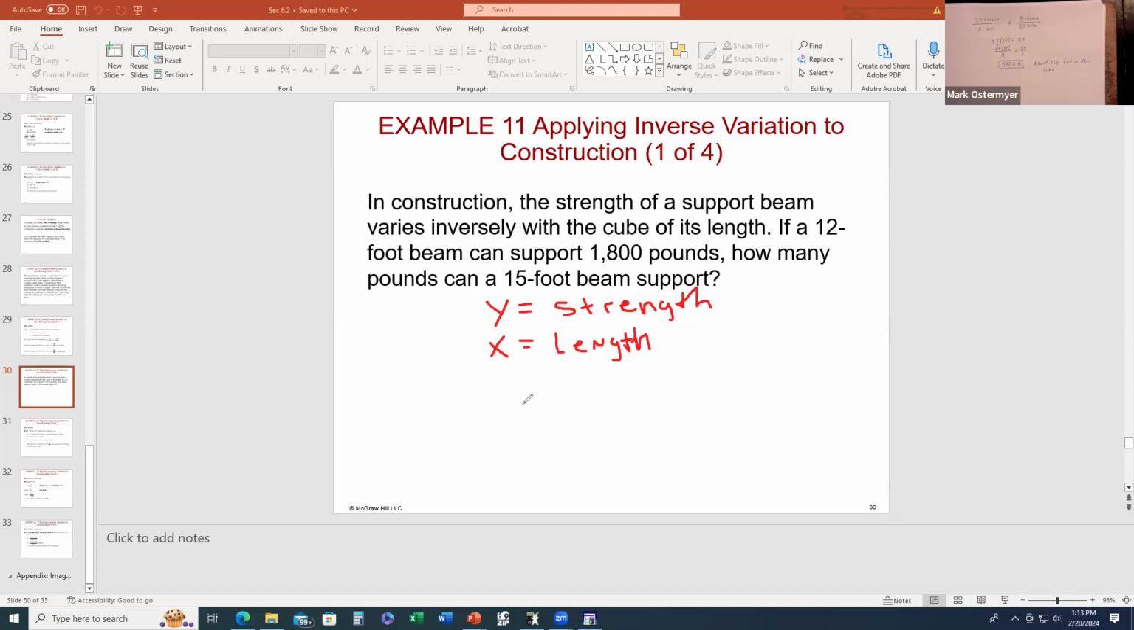All right, now it says the strength y of a support beam varies inversely with the cube of its length L. So y is equal to k over the cube of x, which is the length. How do you write the cube of x? You write it as x raised to the 3rd power. And there you go, ladies and gentlemen. That would be the equation that models this situation of the strength of a beam varying inversely as the cube of its length.